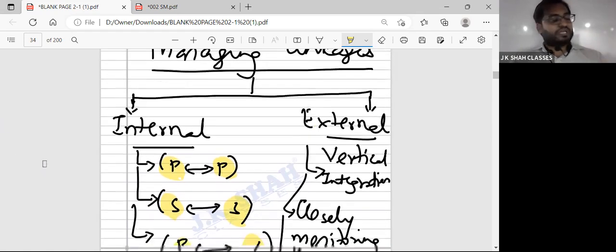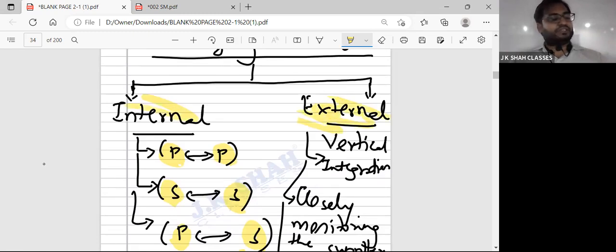Now let's talk about external linkage. What do you mean by external linkage? Linkage is coordination outside the boundaries of the organization. Now, with whom will you have good coordination outside the organization? Your suppliers, distributors, agencies from which you are taking help, services. For example, banks, insurance companies, transport companies, telecom companies. All these are intermediaries whose help you are trying to take. So any coordination with them is external linkage.